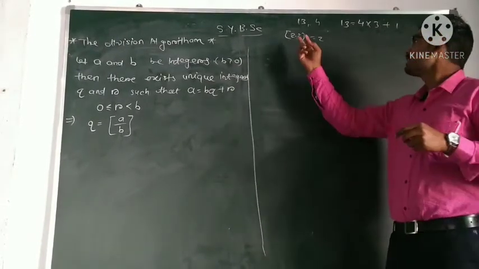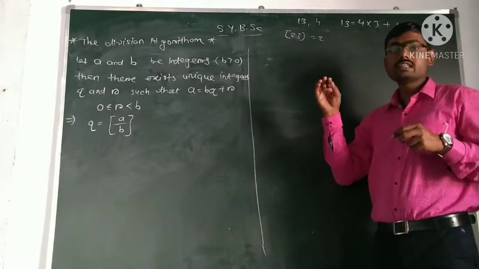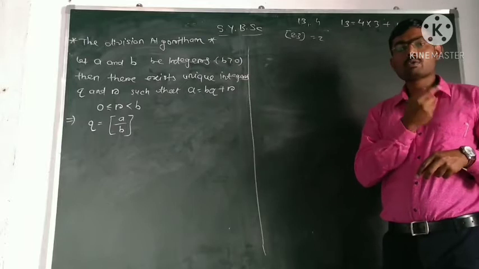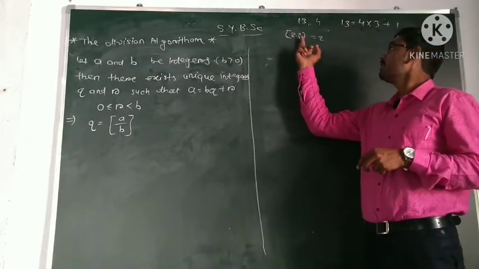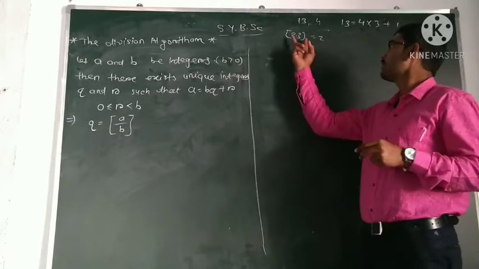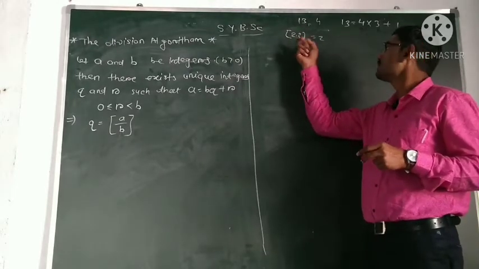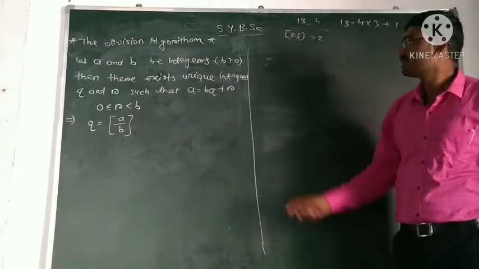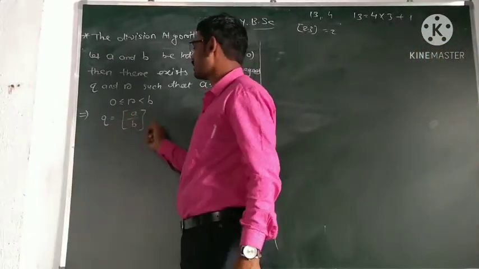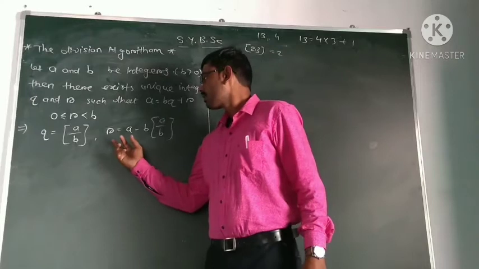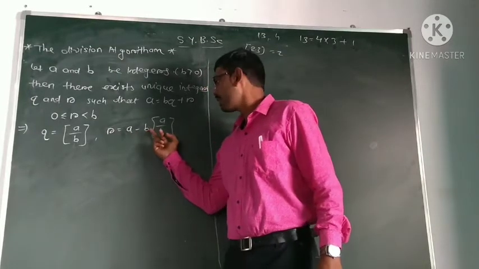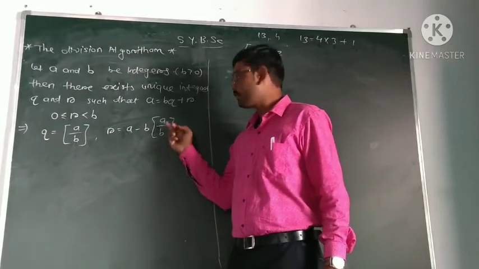So 2.3 is the number. The integers less than 2.3 are 2, 1, 0, minus 1, and so on, but the greatest among them is 2. So the value of the greatest integer function of 2.3 is 2. This is the greatest integer function. So we have taken q equal to the greatest integer function of a by b. So we take r equal to a minus b into the greatest integer of a by b.